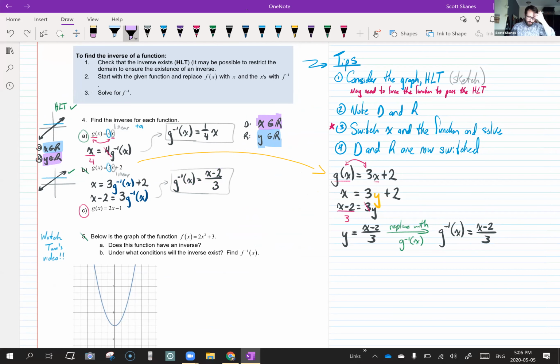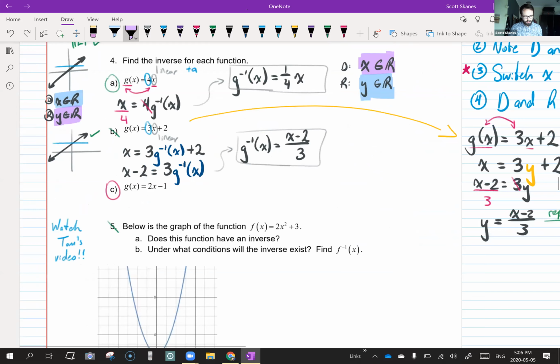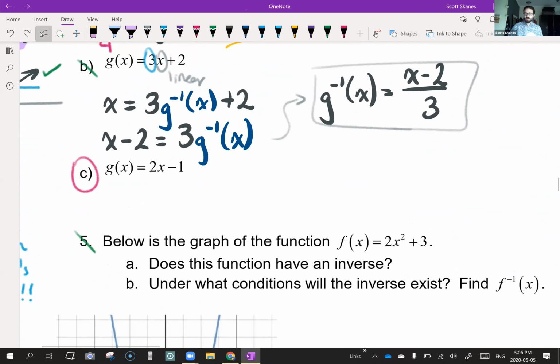All good? I'm going to do several more examples after this, but please try C. Okay, just try this question. Just get the inverse. Hamza already did it. Can I get a couple more answers, please? And then we'll move on.